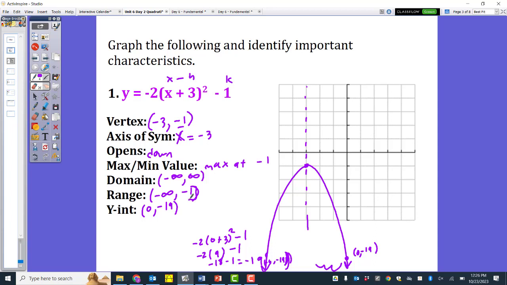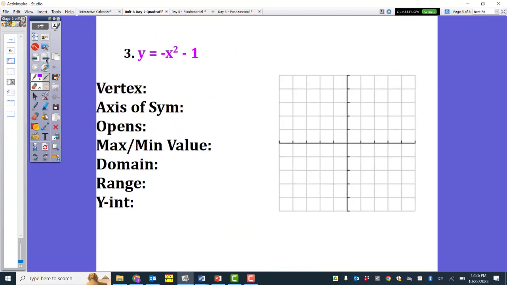Okay? So most of it, it's going to be very similar. It's just how we get the information that's going to be different. Let's look at another one. Let's look at this one.